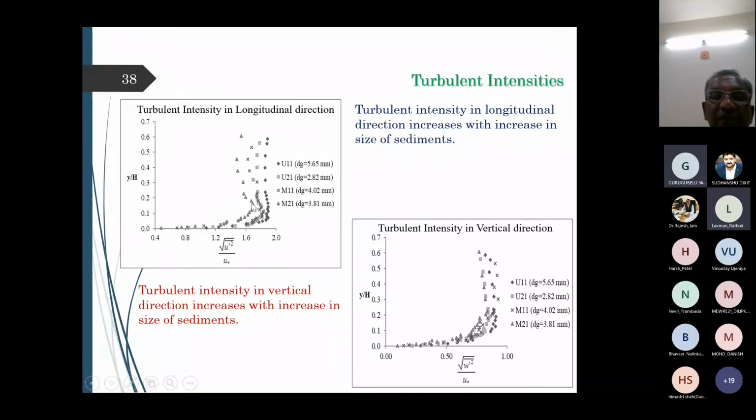You can see from this plot that turbulent intensity in the longitudinal direction decreases with increase in the size of sediments. You see the maximum one is this, 5.65, that's the coarsest one, so this is the maximum. Similarly, for turbulent intensity in the vertical direction, w prime square, it increases with increase in size of sediments, right?